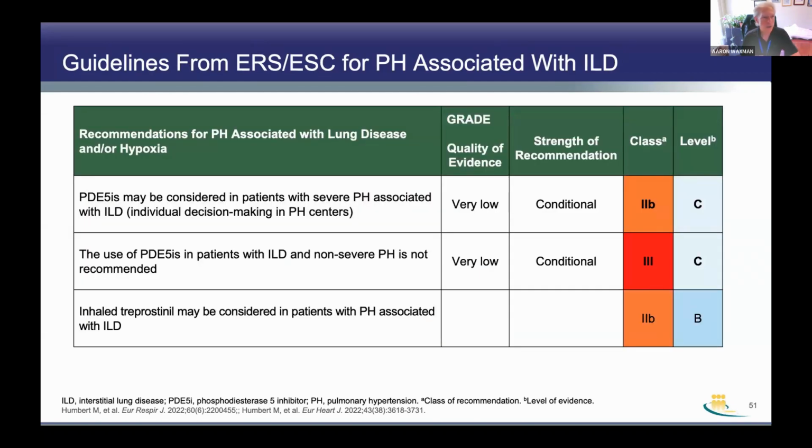And just thinking about specifically PAH associated with ILD guideline recommendation, the quality of evidence obviously is very low for PDE5s, and the strength of recommendation is conditional, and you can see what that class and level are. However, with inhaled treprostinil, based on the INCREASE trial, the recommendation is a class 2B and level B.